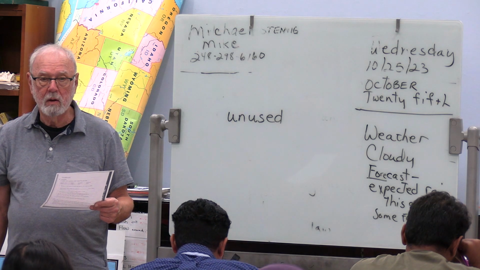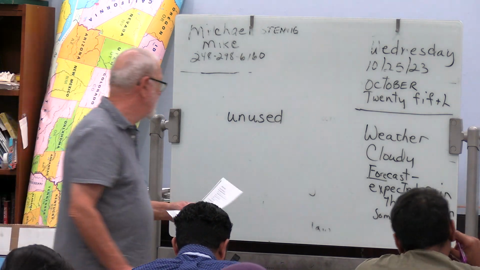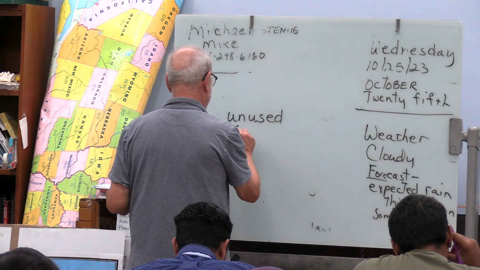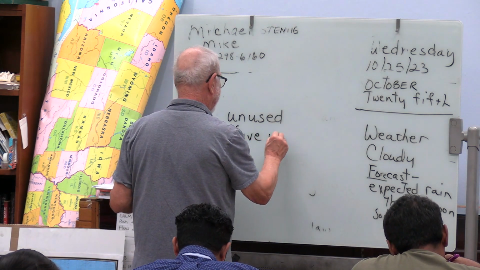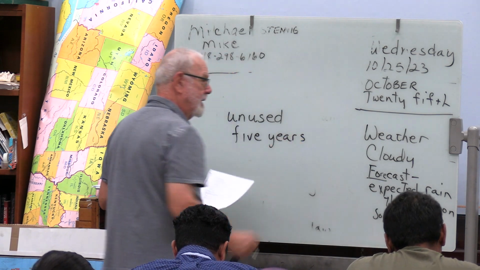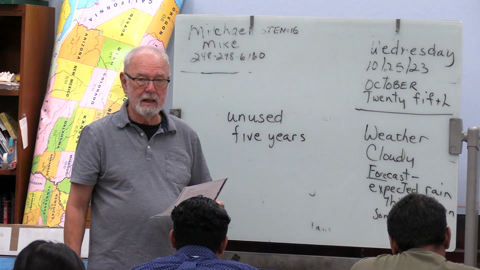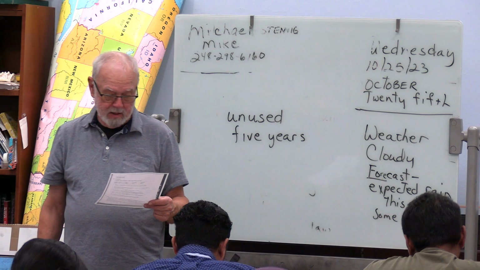What's wrong? 9 years. 5 years. Many of those farmers died in that 5 years.